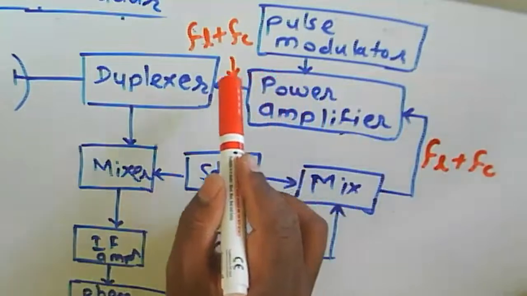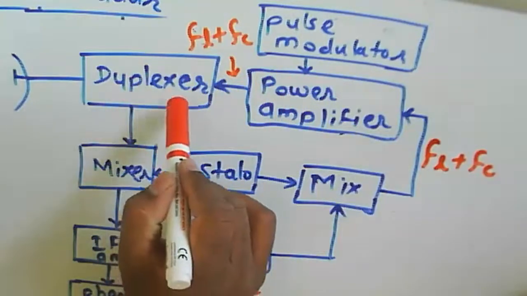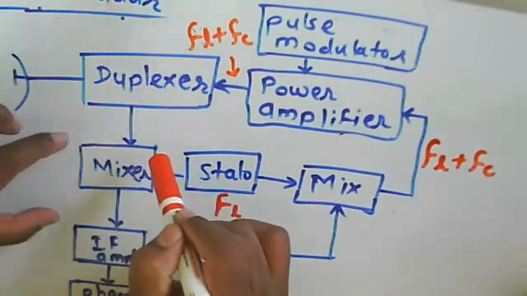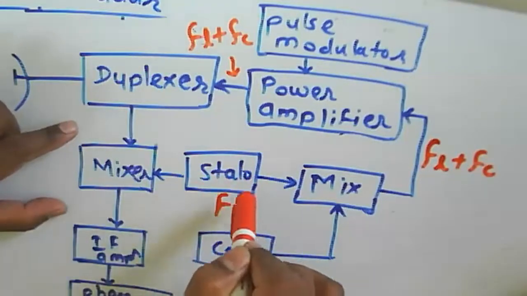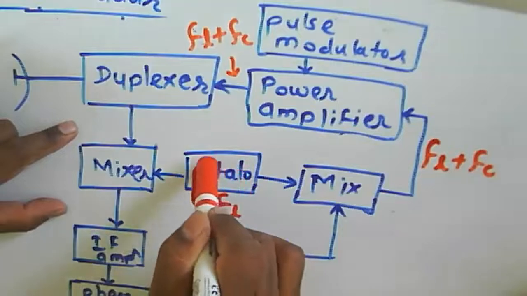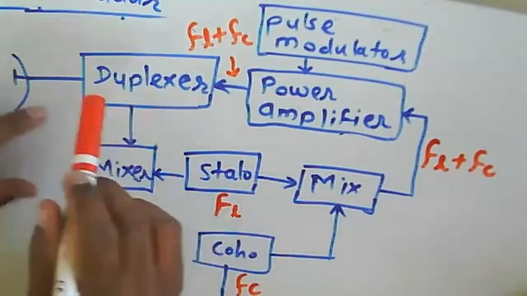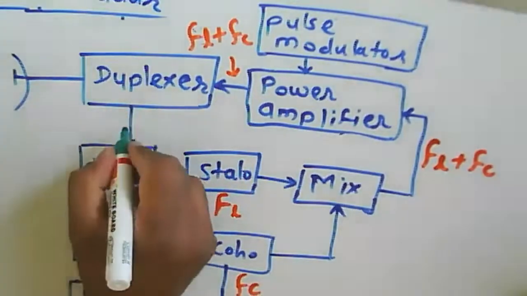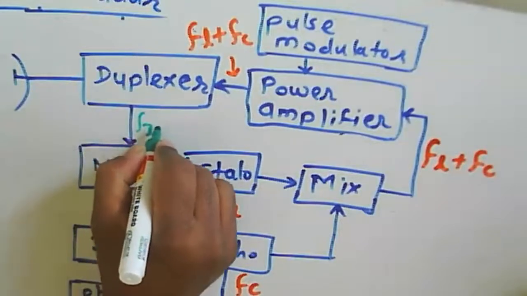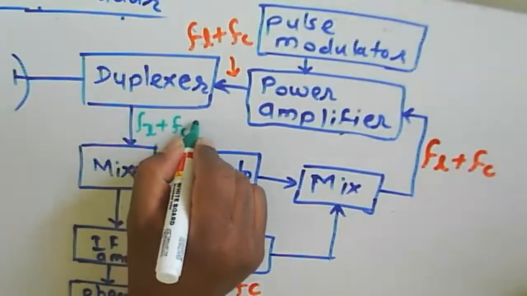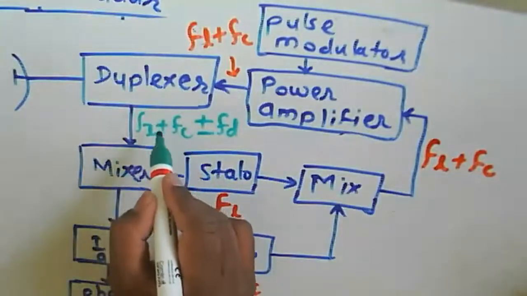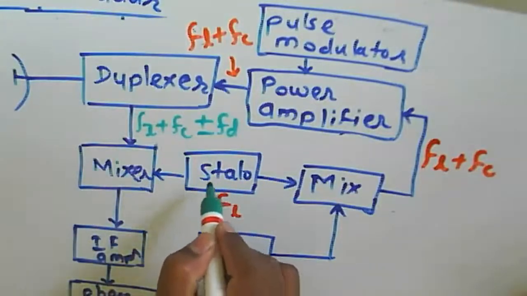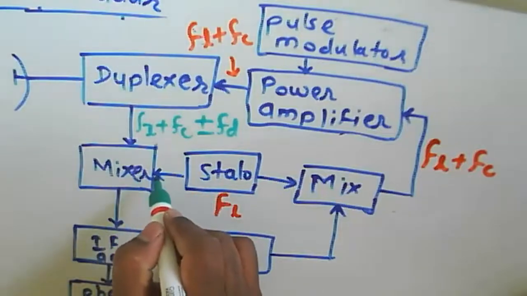Okay, and then at the receiver we have a mixer here. For that mixer we are providing the stable signal. So at this particular place, what signal are we getting? The signal consists of f_L plus f_C plus or minus f_D, because it is about the Doppler. We have f_L plus f_C, and then we are providing f_L. Okay, that is the input.